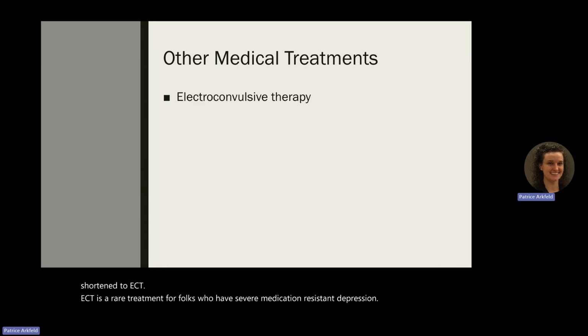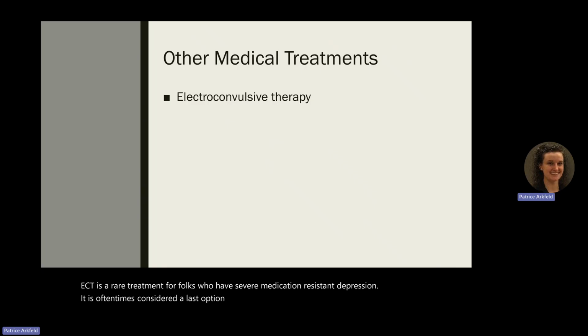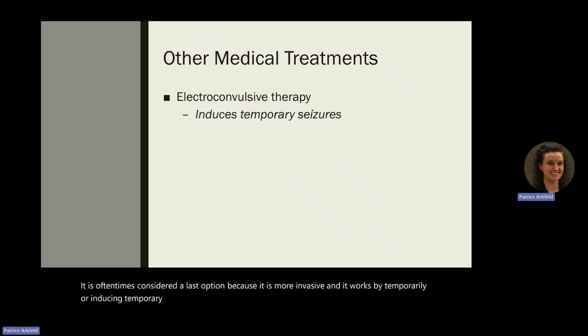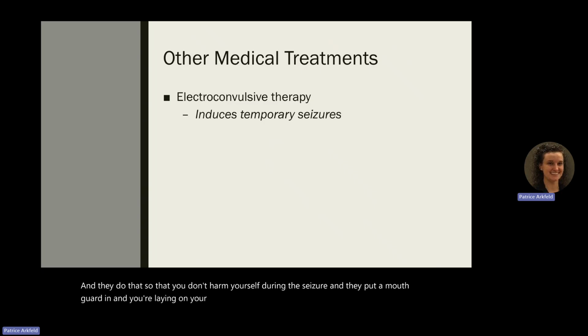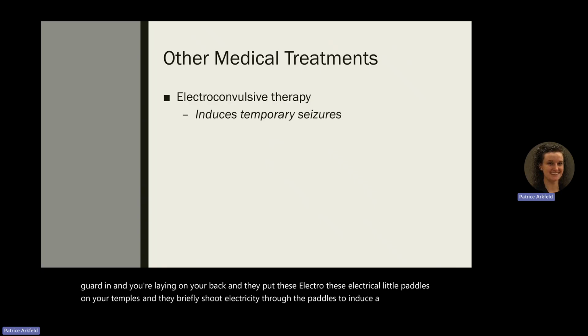It is oftentimes considered a last option because it is more invasive, and it works by inducing temporary seizures. They're brought in, they're put under a light sedation. I think they call it twilight sleep, like whatever they put you on when you get your wisdom teeth removed, that level. They do that so that you don't harm yourself during the seizure. They put a mouth guard in, and you're laying on your back, and they put little electrical paddles on your temples, and they briefly shoot electricity through the paddles to induce a temporary seizure.